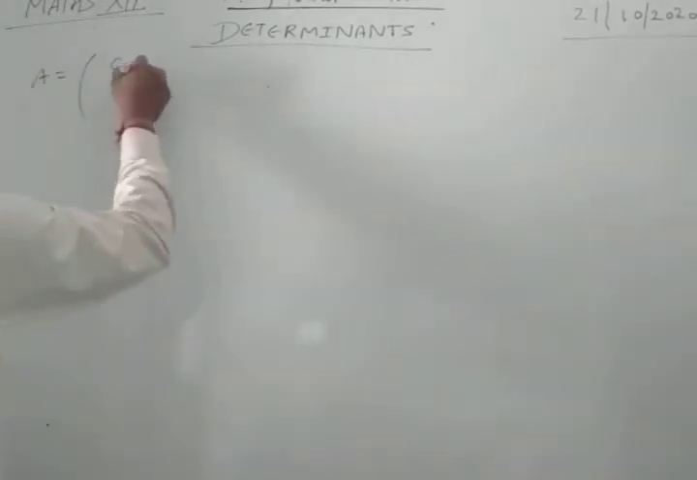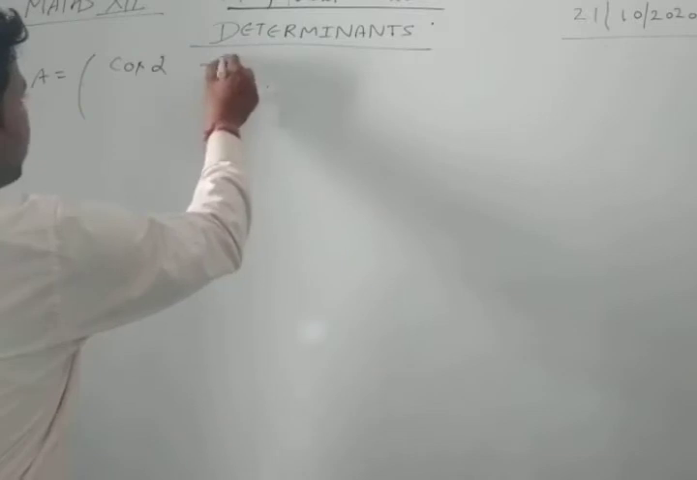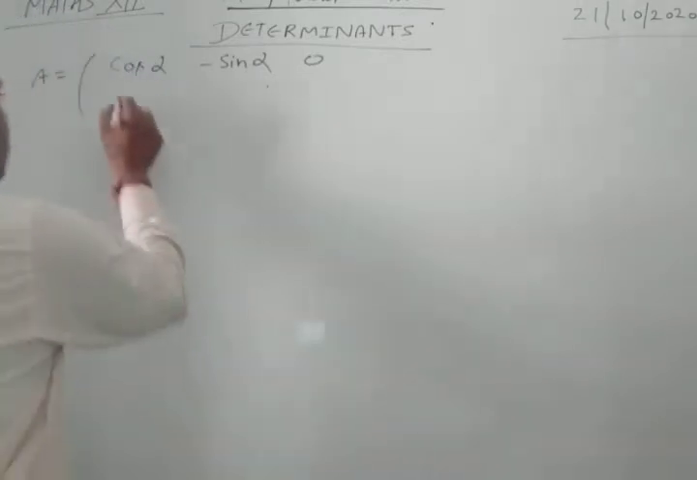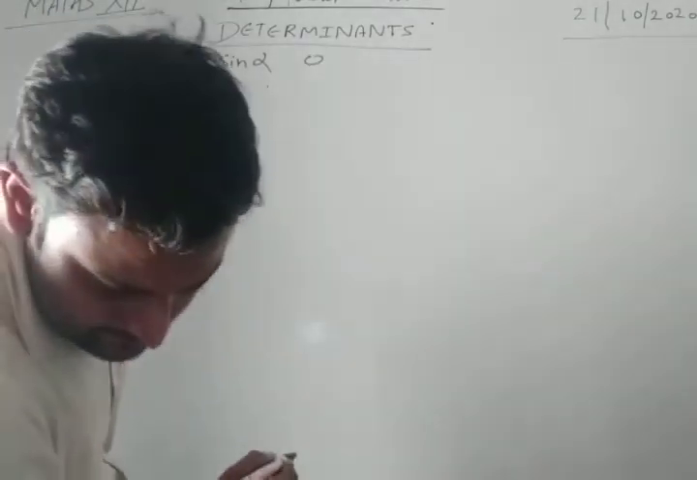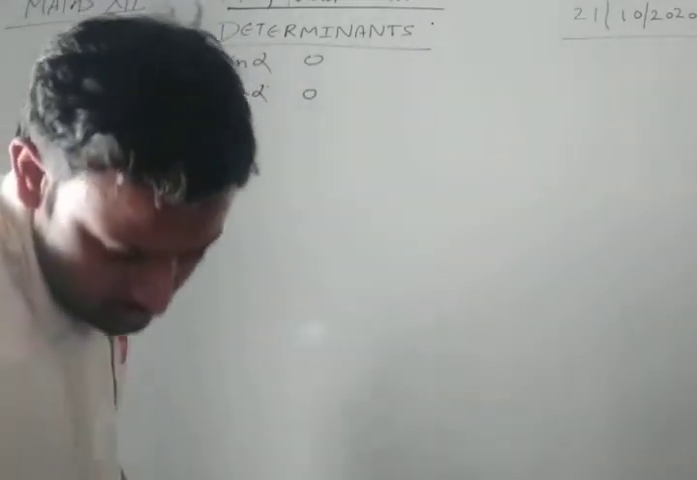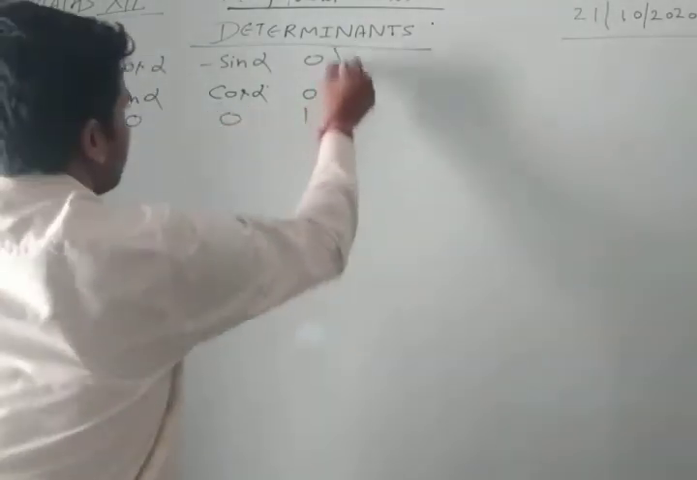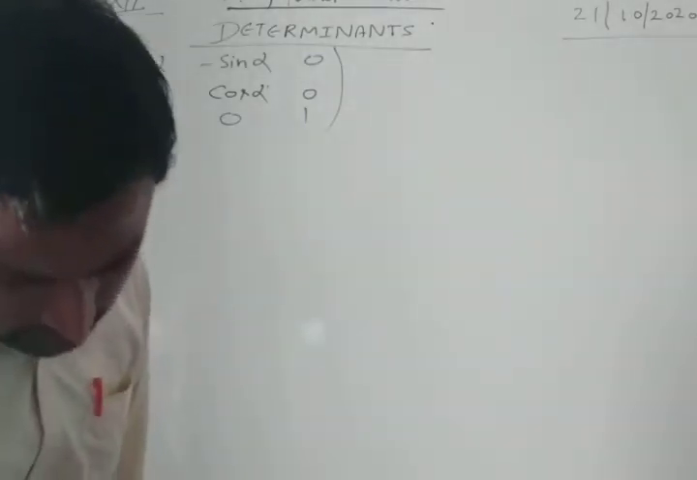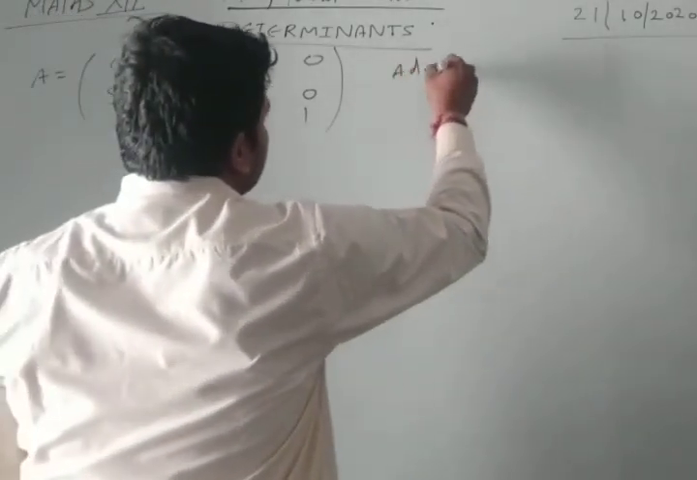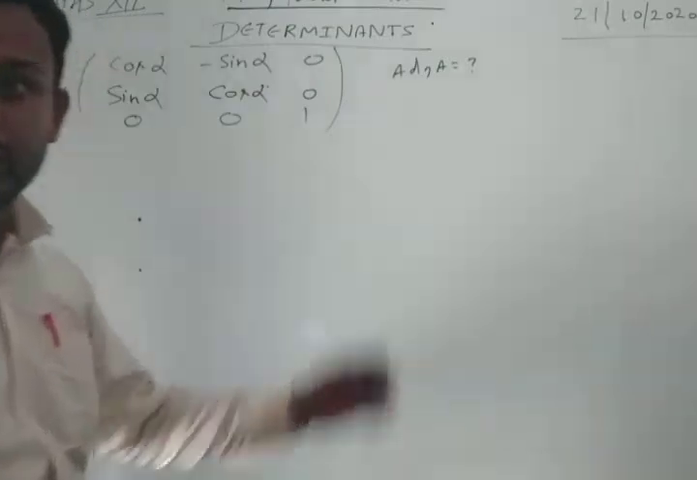If the matrix A is equal to cos alpha, minus sin alpha, 0, sin alpha, cos alpha, 0, 0 0 1, we are given this matrix and we have to find the adjoint of A. Adjoint of A we have to calculate.